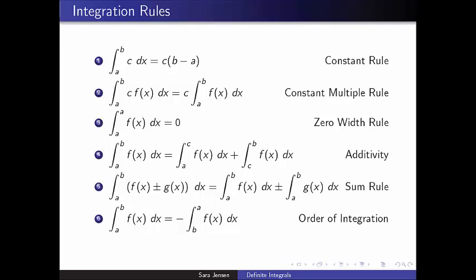Now, we're not going to go through all 6 of these integration rules, but we're rather going to go through 3 of them, trying to make sense using pictures and the definition of a definite integral. So let's start with this first rule, that the integral from a to b of the constant function c is equal to c times the quantity b minus a. That might just seem like a nonsense rule without the right picture.